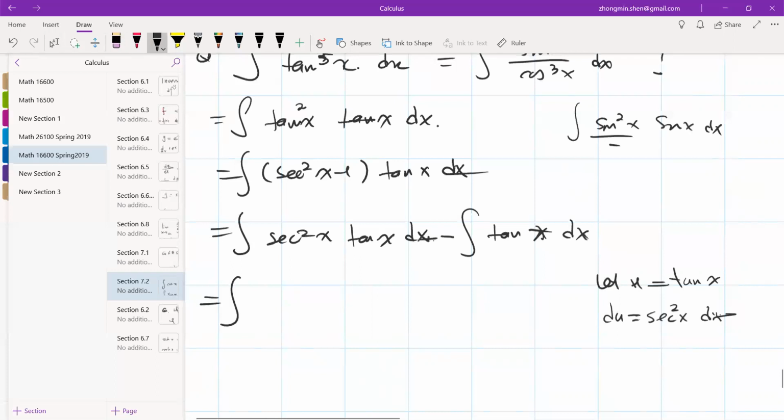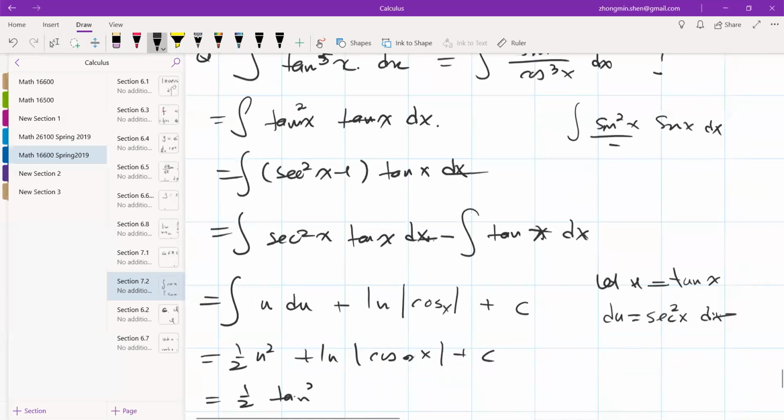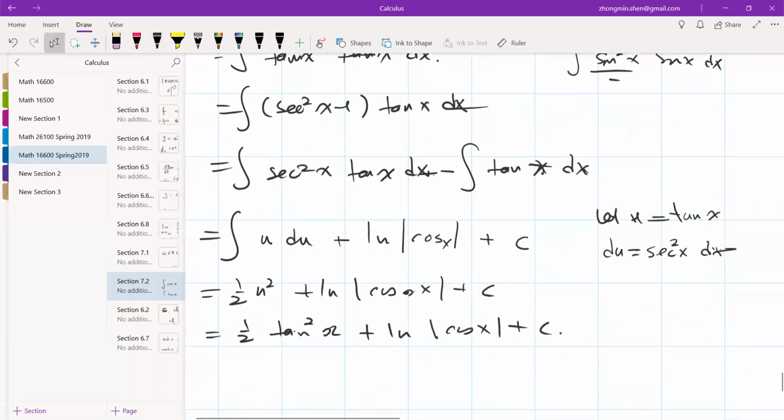So the first one here will be just u and the du, very simple. And this one, we already know that's natural log of the absolute value of cosine x, or minus natural log of the absolute value of cosine x, plus constant. So this is going to be half of u square and minus. Yeah, it's plus, so it's plus actually. Okay, so now the final answer will be one half tangent square x plus natural log of cosine x plus constant. Okay, so that's it. Yeah, if you put it in the denominator, minus sign, okay? So that's all for today's class.